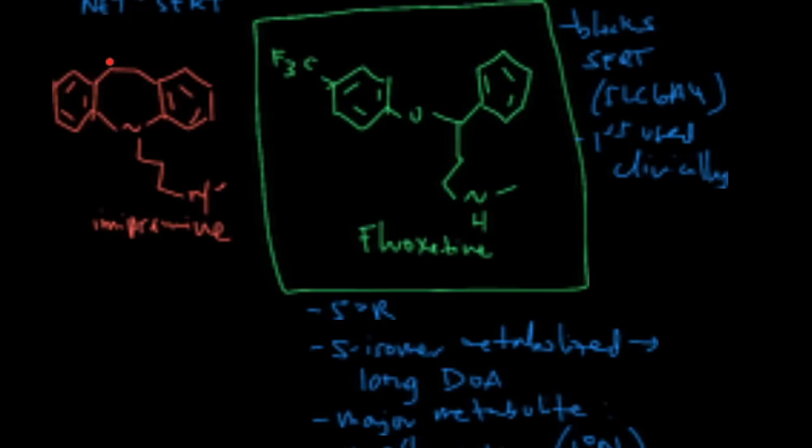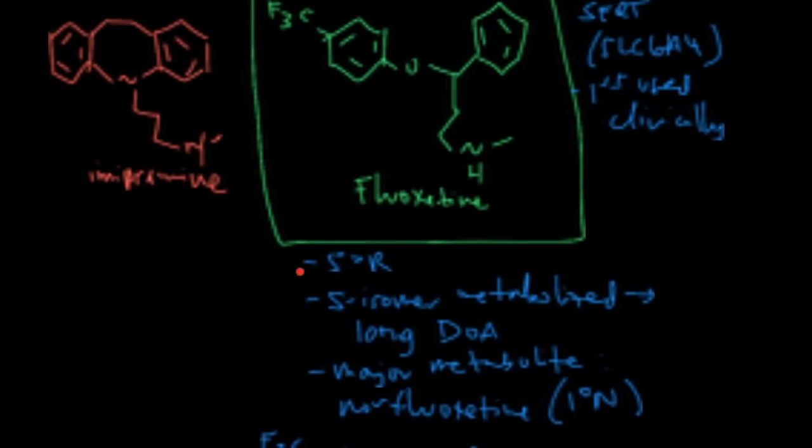So removal of this ring, leaving it empty over here, allows it to be more selective for serotonin. Specifically, changing the structure of imipramine eventually gives you fluoxetine. So remember that removing the top ring, leaving an open top over here, gives you more selectivity over serotonin. And this structure is a prototype, it's fluoxetine. Imipramine is also a prototype. So fluoxetine blocks SERT, which is your solute carrier 6A4 or SLC6A4 transporter. And it's the first SSRI used clinically. The S isomer is more potent than the R isomer.